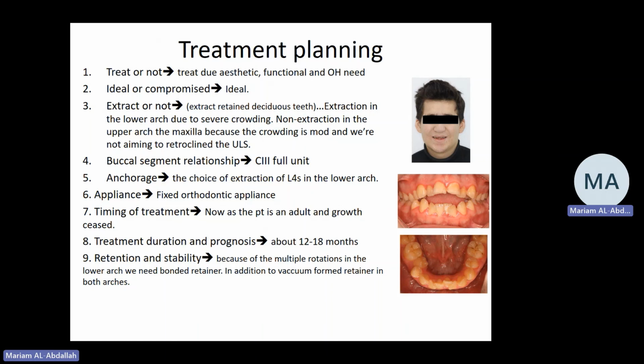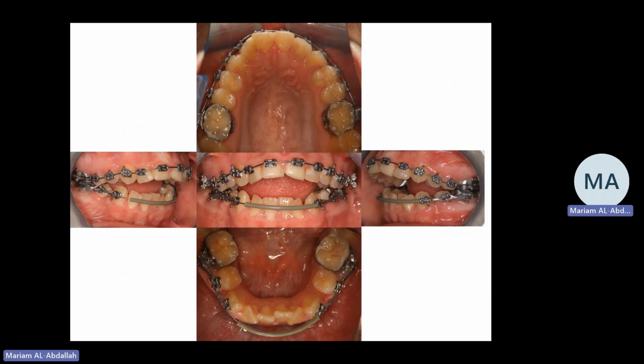What is the timing of treatment? Shall I start now or wait? The patient is 19 years old, already an adult, fully grown. In addition, my treatment is going to take about 1 to 1.5 years, so by the time I end, the patient is an adult that is ready for orthognathic surgery. Treatment duration, as we said, is usually about 1 to 1.5 years before surgery and about 6 to 9 months after surgery. Retention and stability: we need to plan for a bonded retainer in the lower, in addition to vacuum-formed retainers in the upper and the lower. Okay, so this is the patient at the beginning of the treatment.